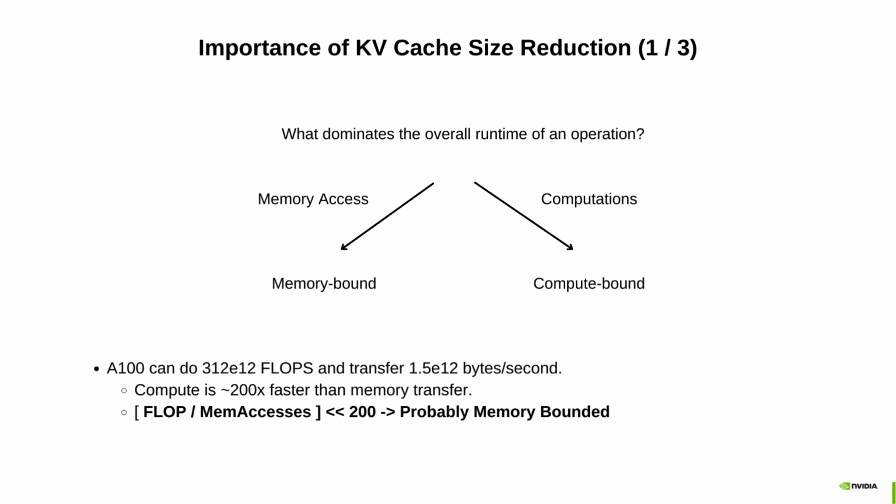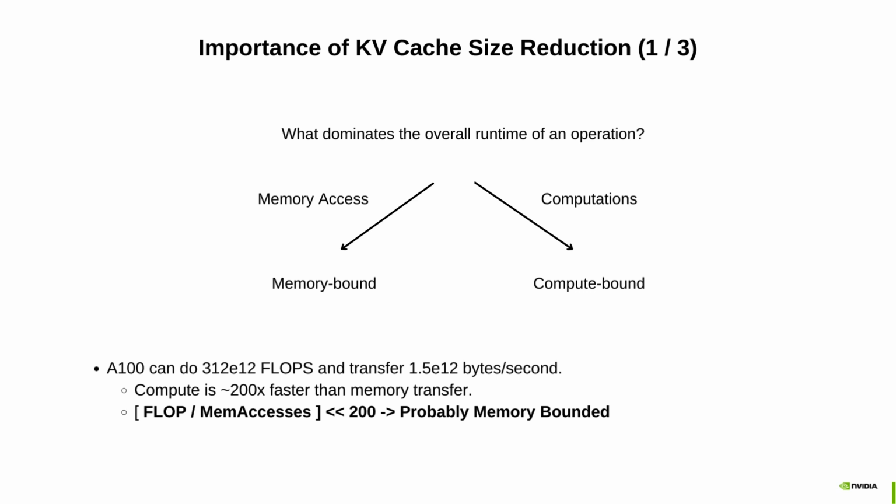Now that we understand KV caching, over the next 3 slides, I will explain why it's important to compress this cache. First, let me briefly define what it means for a GPU operation to be compute-bound or memory-bound. This definition is crucial to fully understand the bottlenecks of LLM inference. In general, an operation is memory-bound if the overall runtime is dominated by memory accesses.